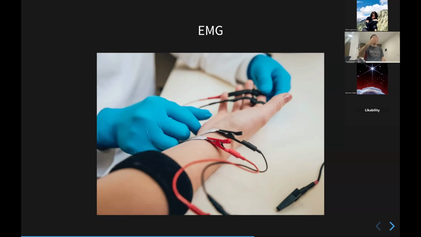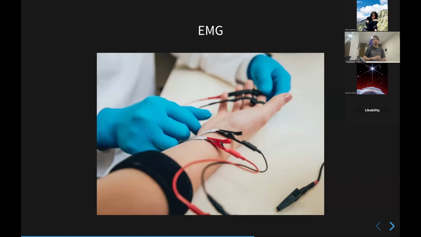So what EMGs do is, every time we have an intention to move, like when I try to move my arm, we are sending an electrical signal that has to travel through here, and then it has to reach the muscle that I want to move. And this electrical signal can be measured while it's traveling. And this is what EMGs do.